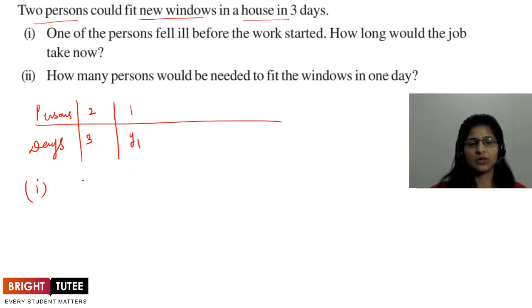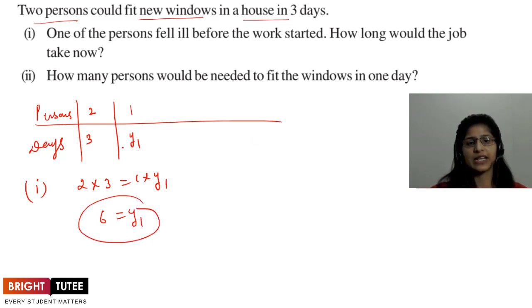So first part will be solved as 2 into 3 is equal to 1 into y1. Why I'm using this multiplication? Because if the number of persons is less, that one person alone has to do the work. So definitely the time taken will be more. So 2 3s are 6 equals y1. How many days will it take? Instead of 3, it will take 6 days now.